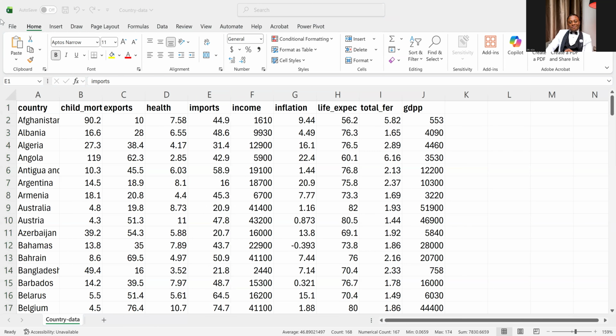Income, that is the net income per person. What you might call the disposable income. You will see that for Afghanistan it is 1,610, and that of Australia is 41,000. So again, you see how poor Afghanistan is looking when it comes to that. Inflation is very high in Afghanistan, 9.44. This is the inflation rate.